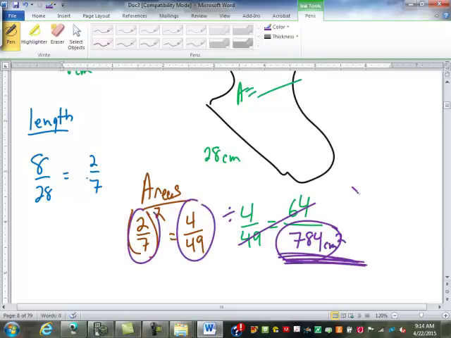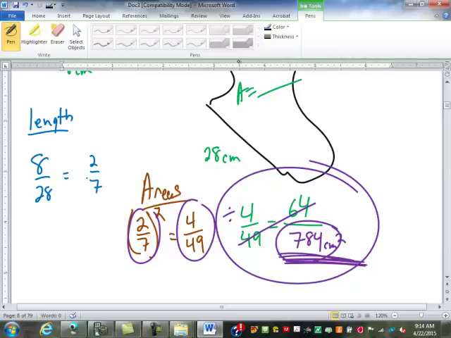I'm going to use that for the areas. How did I not get that wrong? Because I didn't break down the 8 and the 28. No, because you just have 64 over 784. That'll be fine. That's the same ratio. It's just bigger numbers and harder to work with, but it's the same thing.